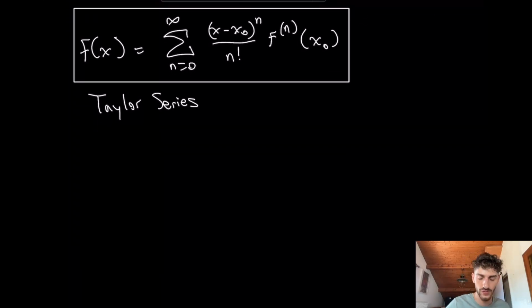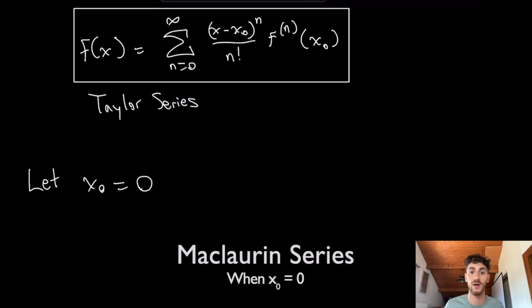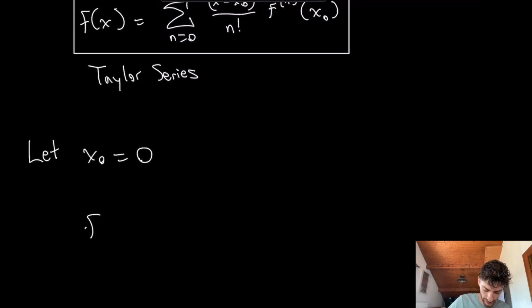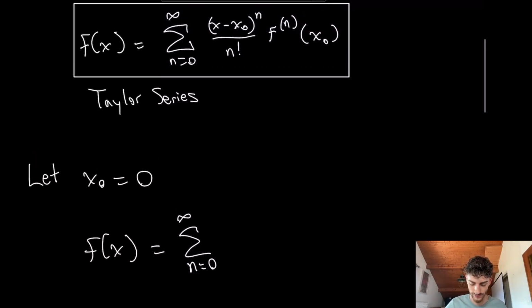First, this x naught is the reference point. Now, I'm going to let x naught equal 0. So we're going to take the reference point to be 0. When you do this, there's another name for this series when x naught is at 0, and that's the Maclaurin series. If you let x naught equal 0, I'm just going to write this out again. This looks a little bit cleaner. Wherever x naught was, I'm just going to put 0, or I'm not going to write it if I don't have to, obviously. So it looks like this.